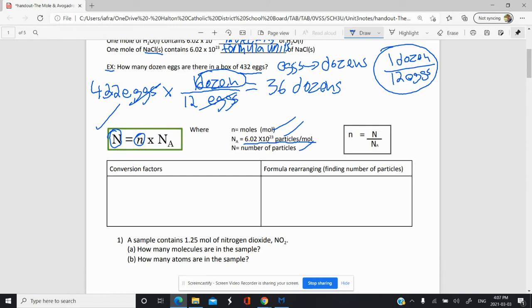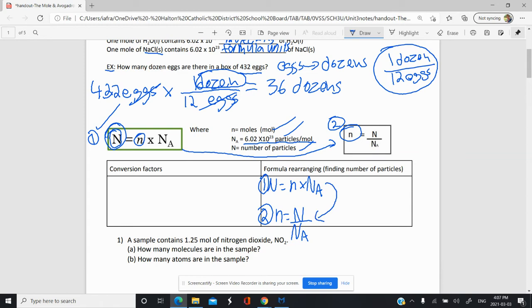So from this formula, we can derive other formulas. You can actually get this other formula over here. For this first formula, we are trying to find the number of particles. For the other formula, though, we're trying to find the number of moles from the number of particles. So I'm just going to show you how to rearrange formulas to find the second formula. There's two main formulas. You can remember the first one as big N is equal to little n times Avogadro's number. And formula number 2 is little n is equal to big N over NA. I'm going to show you the derivation, how we figure that out.